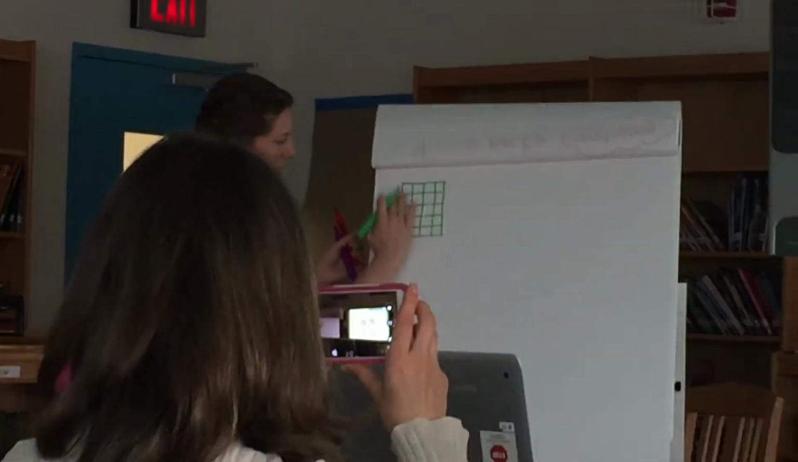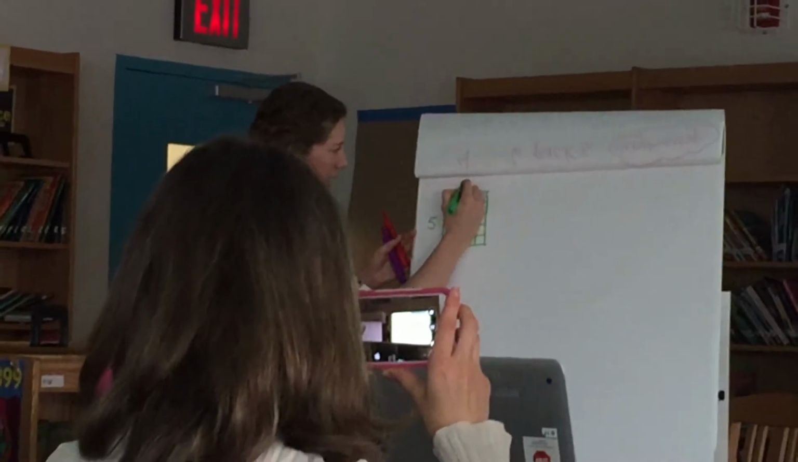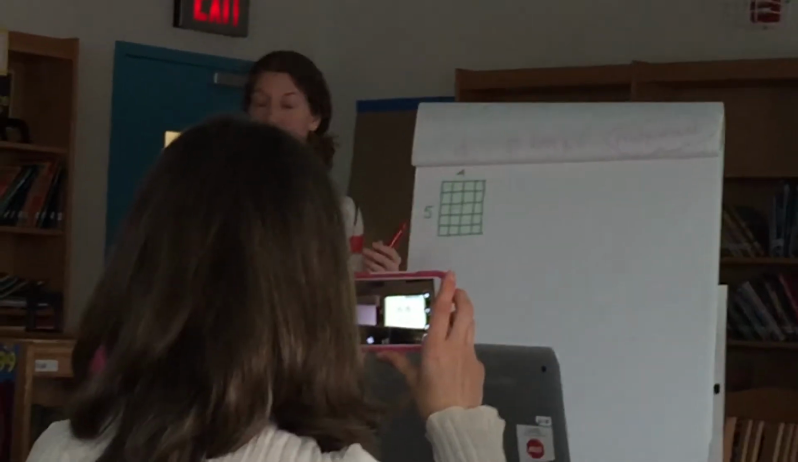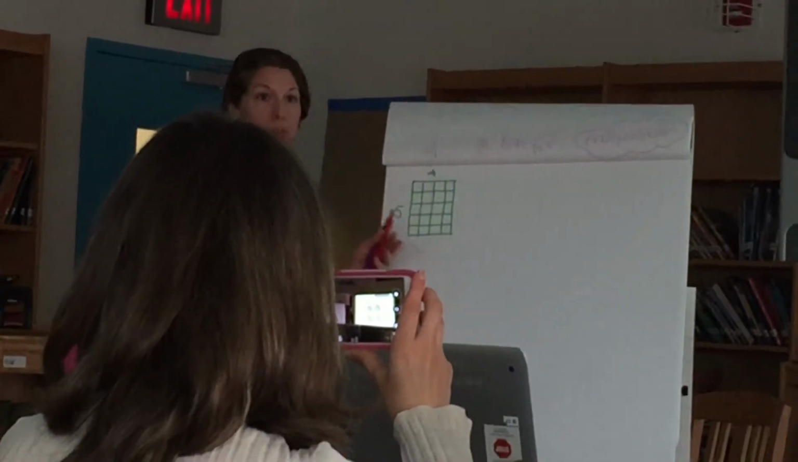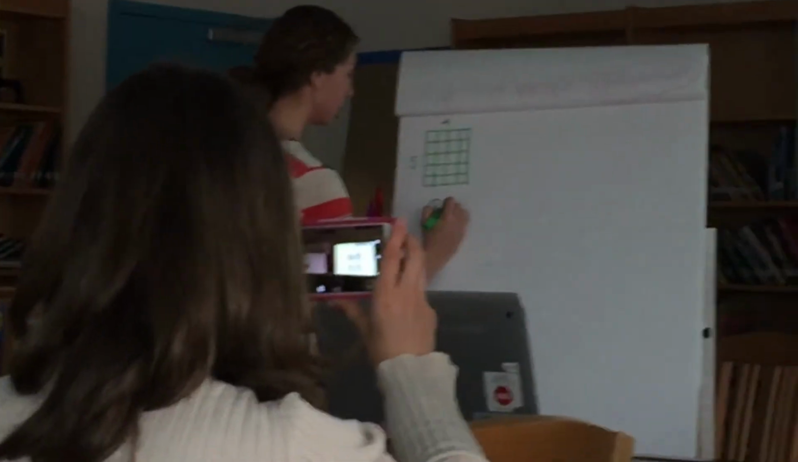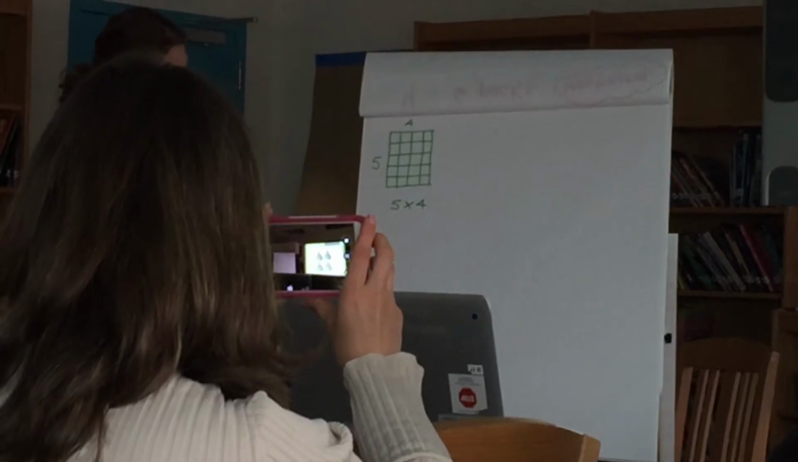So I would name this array: it has 5 rows and 4 columns. Convention has it that we think about rows, then columns, and it's really just a convention. So this is a 5 by 4 array.